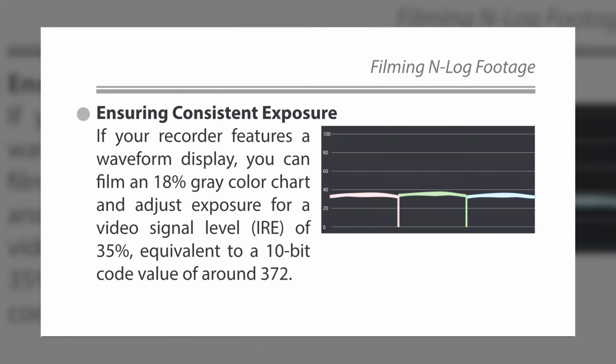So jump into some of the technical specifications for N-Log. There's not much, unfortunately, but basically, and all this will be linked down below, so if you want to go look at any of these white papers from Nikon USA's website, feel free to do so. But the first thing I'm talking about is the technical guide for N-Log recording. And if you go down to the bottom, which I'll put on the screen here, there's a paragraph and it talks about ensuring consistent exposure. And they say that you can film an 18% gray color chart at 35 IRE.